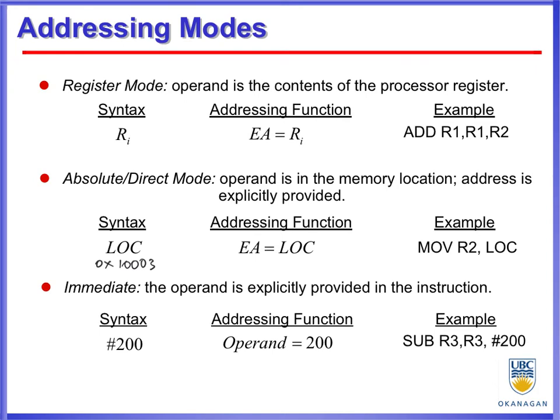So the effective address is simply the address in memory, and so an example would be this. This is a move instruction, which in some processors can be used like a load instruction or a store instruction. So it could be: move the contents of the memory address LOC and put it into register R2.